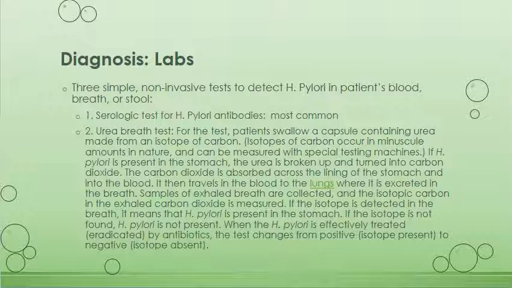If H. pylori is present in the stomach, the urea is broken up and turned into carbon dioxide. This carbon dioxide is absorbed across the lining of the stomach and into the blood. Then it travels in the blood to the lungs, where it is excreted in the breath. Samples of the exhaled breath are collected, and the isotopic carbon in the exhaled carbon dioxide is measured. If the isotope is detected in the breath, it means that H. pylori is present in the stomach.